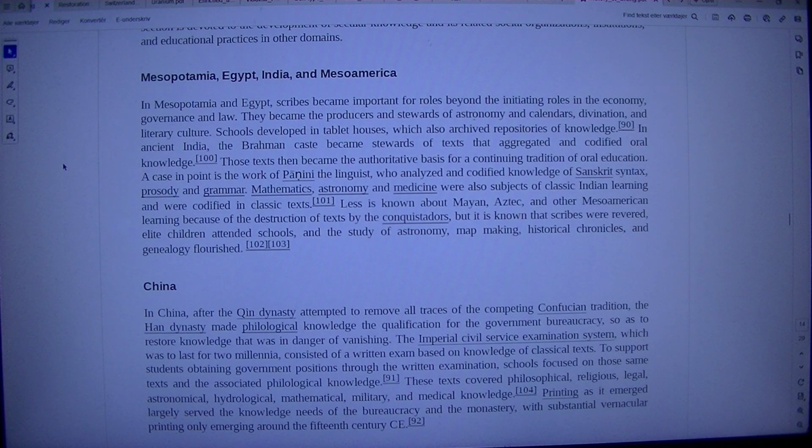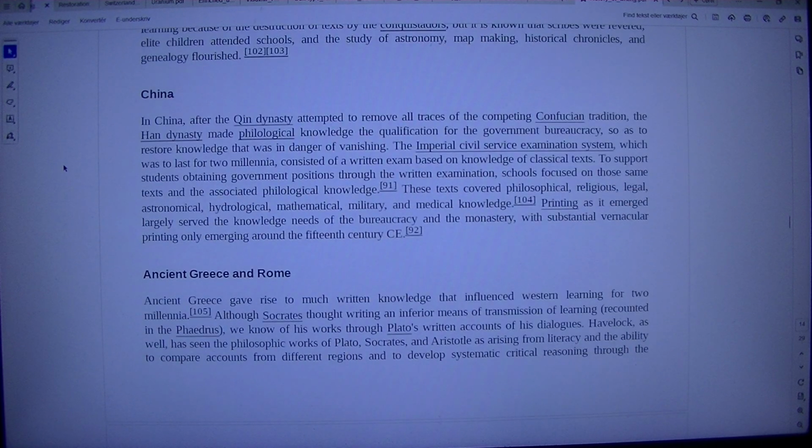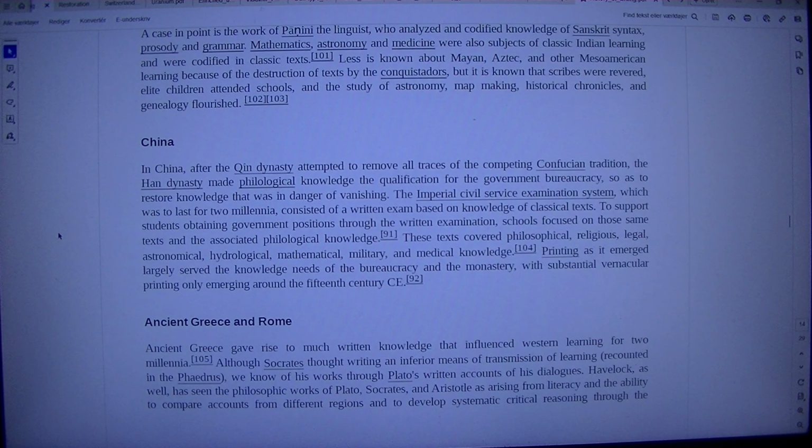China. In China, after the Qin dynasty attempted to remove all traces of the competing Confucian tradition, the Han dynasty made philological knowledge the qualification for the government bureaucracy, so as to restore knowledge that was in danger of vanishing. The imperial civil service examination system, which was to last for 2 millennia, consisted of a written exam based on knowledge of classical texts.